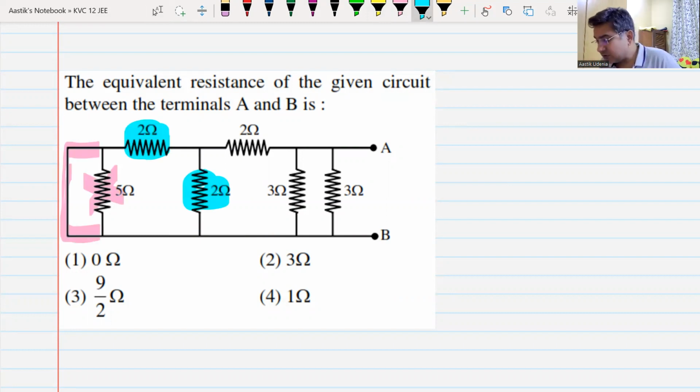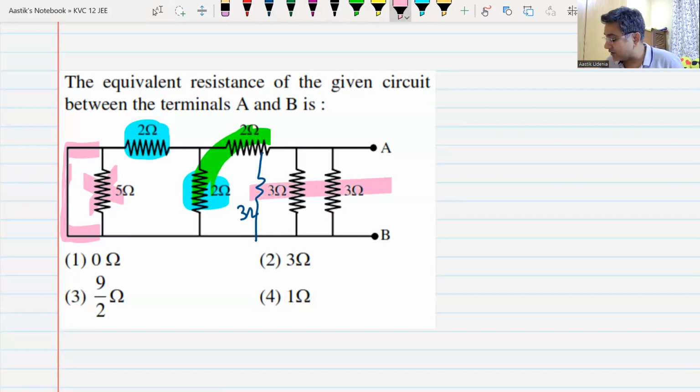They are connected in parallel. So 2 and 2 in parallel become 1. 1 and 2 in series become 3. So effectively you will have 3 resistances of 3 ohms which are connected in parallel. So the answer is 1 ohm. You have taken some extra time for solving this question. Anyways, I will give you that you have solved this.